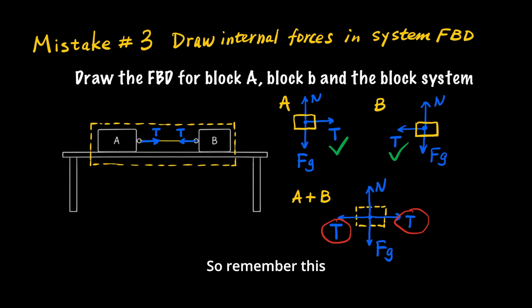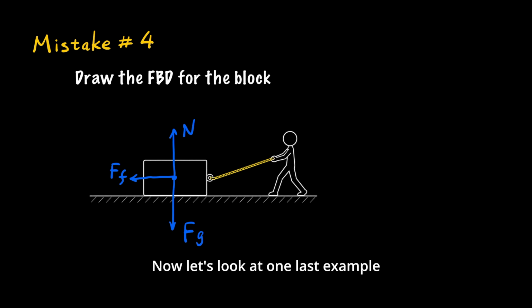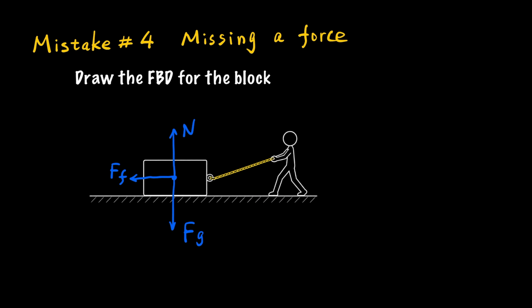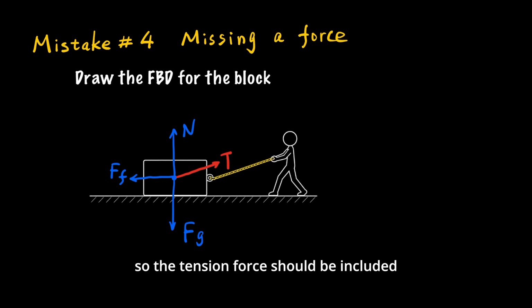So remember this. A force isn't automatically internal or external. It depends on what you've chosen as your system. Now let's look at one last example. Can you spot what's wrong with this diagram? This time, nothing extra was drawn. Instead, something is missing. It's the tension force. The rope is pulling on the blocks, so the tension force should be included.